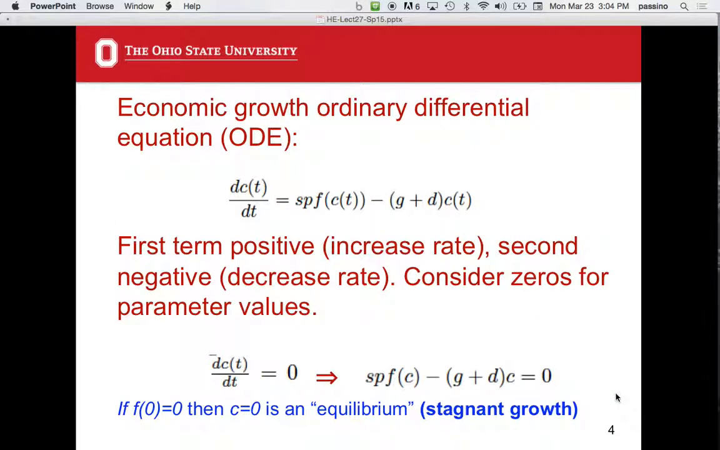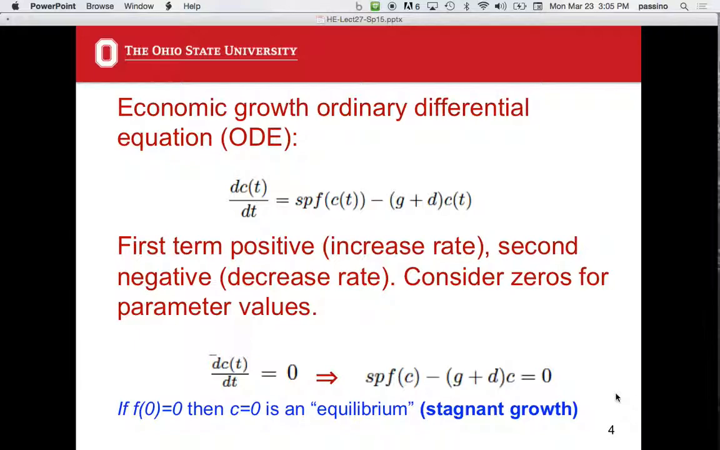Next, let's talk about economic growth. So this is an ordinary differential equation. If you haven't had differential equations, don't worry about it. All you need to do to understand this equation is understand the left-hand side. The left-hand side is a derivative, which you have in calculus, either in high school or at Ohio State. It's even easier to understand: everybody knows a derivative is just a slope. So you don't need to get fancy with limits and so on. It's just a slope, right?